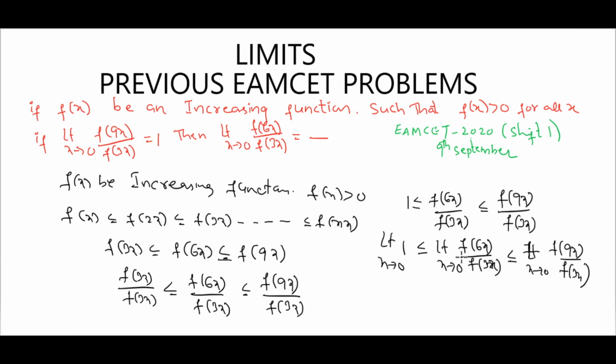which is less than or equal to limit x tends to 0 of f(9x) by f(3x). This value is 1, and the limit x tends to 0 of f(9x) by f(3x) is given, that value is also 1. So from this relation, limit x tends to 0 of f(6x) by f(3x) is equal to 1. That is the answer.